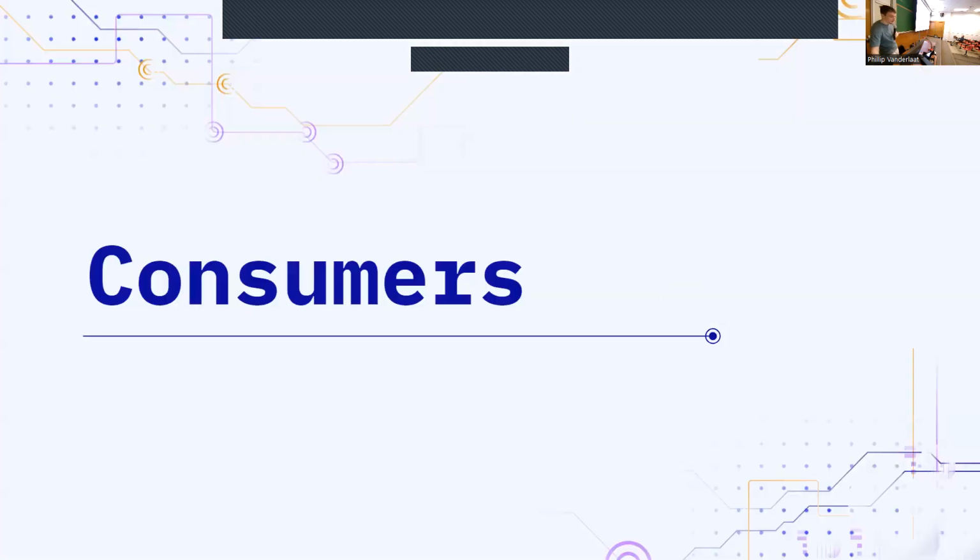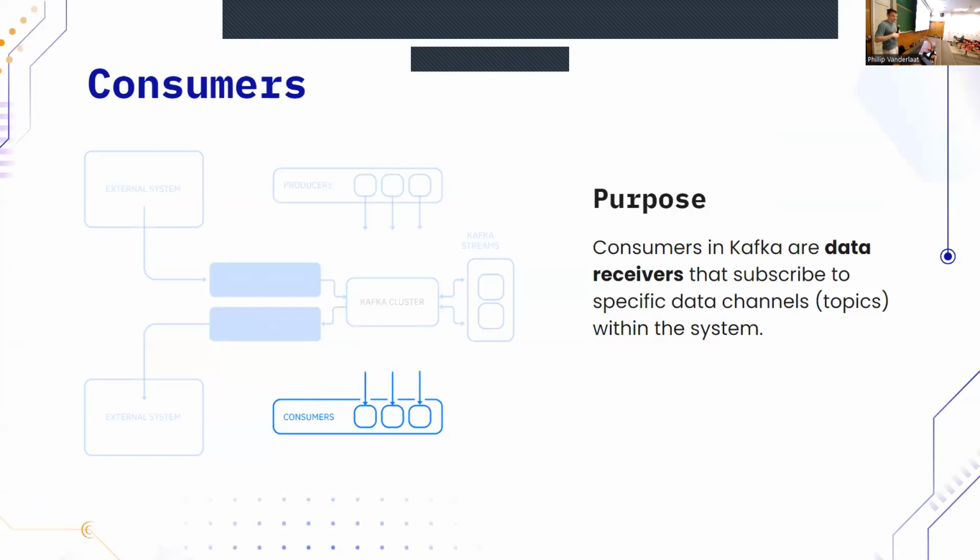Okay, so now we're done with producers. Now we're going to consumers. Okay, so consumers are data receivers. They subscribe to specific topics. Remember, producers publish to a specific topic. Consumers subscribe to specific topics, and they're going to be reading in information.